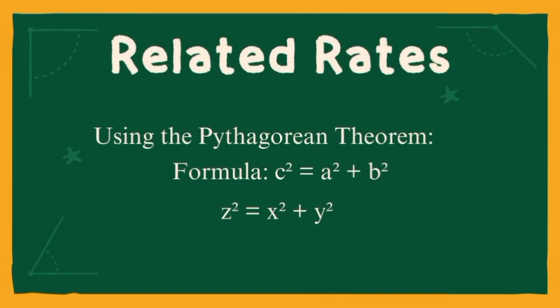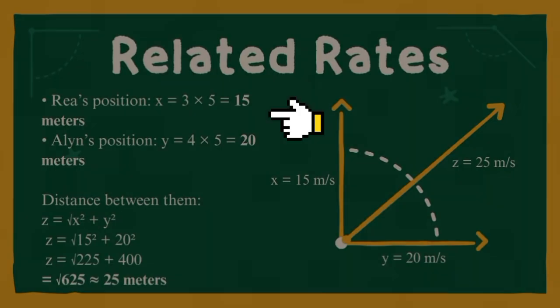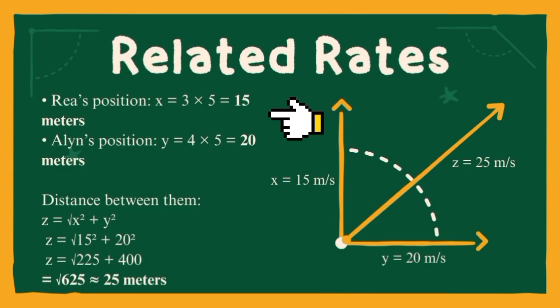Since Rhea and Aline are moving at right angles to each other, we can form a right triangle. We can solve for their positions. For Rhea's position, let x = 3 × 5 = 15 meters. For Aline's position, y = 4 × 5 = 20 meters.